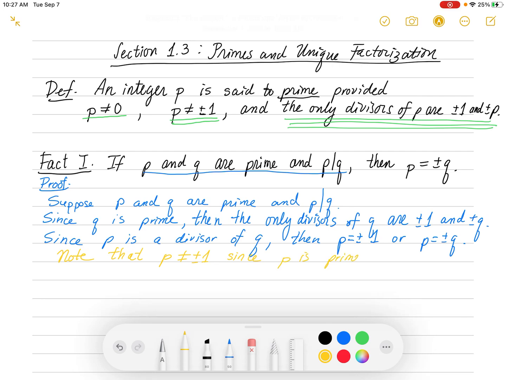Okay, so basically we rule out this case. That just leaves the case where p is plus or minus q. So therefore, p is necessarily plus or minus q, and that's it, right? We arrived at this consequence here. That's the proof. Put a little box here.